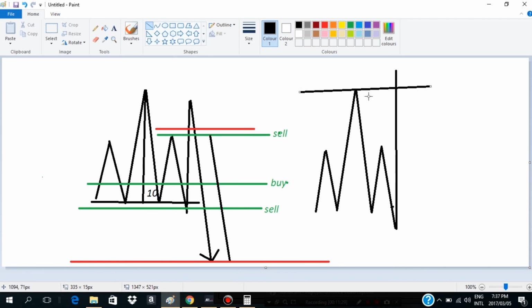Unless you have studied your currency pair and you know on this specific currency pair, it does this and I can expect it to come back down again. But if you do not know that, once it passes the head of your head and shoulders pattern, accept the loss and let it go.